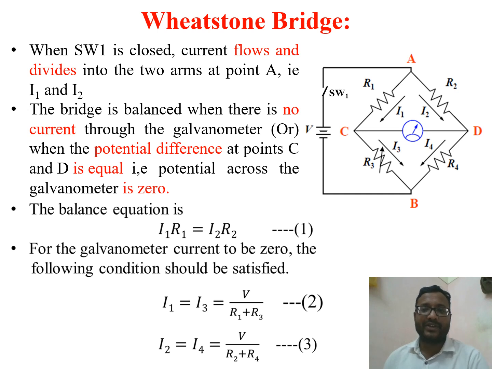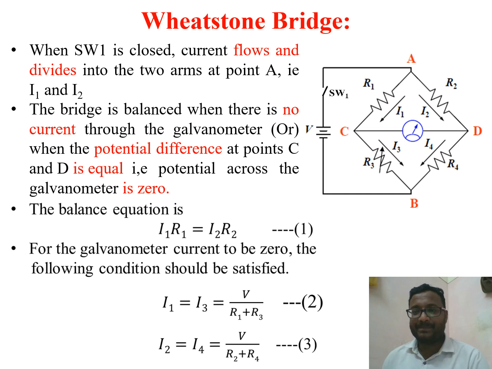Therefore, I1 into R1 is equal to I2 into R2. The I1 current passes through the resistance R1, and the I2 current passes through the resistance R2. That is the first equation. For the galvanometer current to be 0, whatever current passes through the R1 resistance, the same current passes through the R3 resistance, since the galvanometer current is 0.